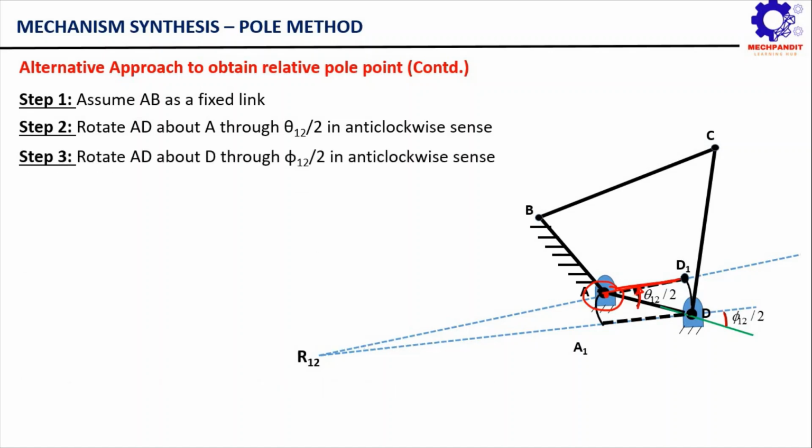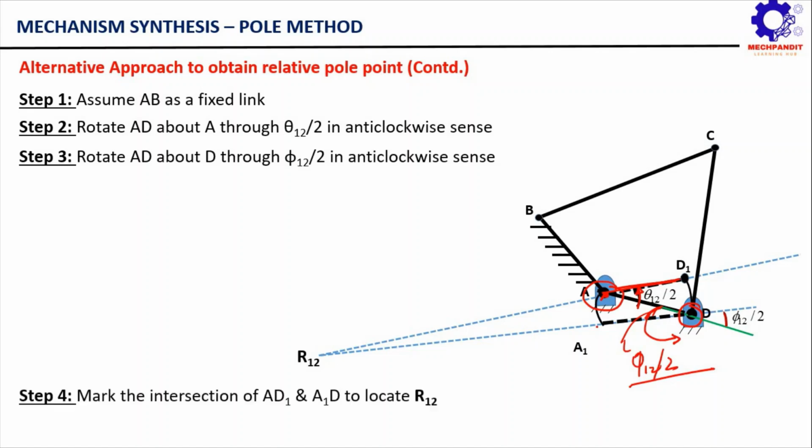Now let us see what is the third step. In the third step, we will again pick up this link AD and rotate it to a new position DA1 about this point D. The angle of rotation in this case will be phi 12 by 2, and again the sense of rotation will be anti-clockwise. Just remember, at one time we are rotating the link AD through theta 12 by 2 in anti-clockwise sense about this point A, and at another time we are again rotating the same link AD in an anti-clockwise sense through what angle? Through angle phi 12 by 2. So this angle is nothing but phi 12 by 2.